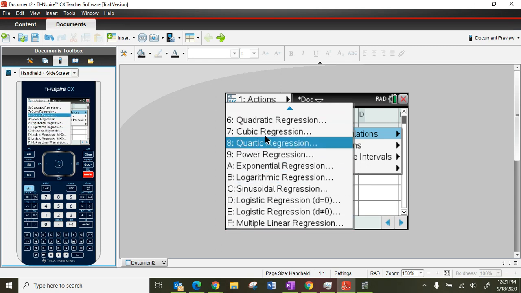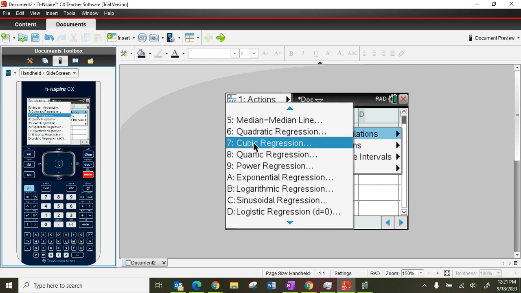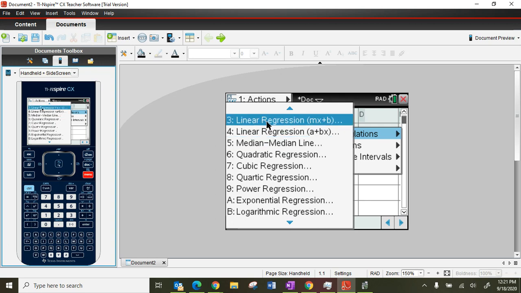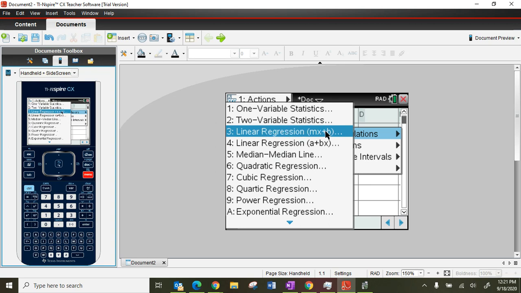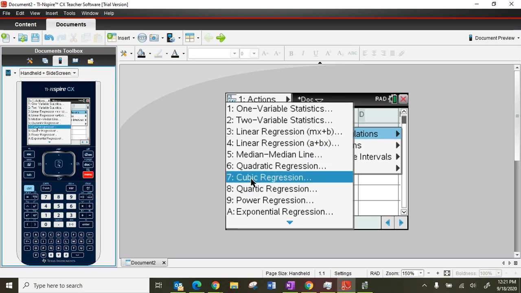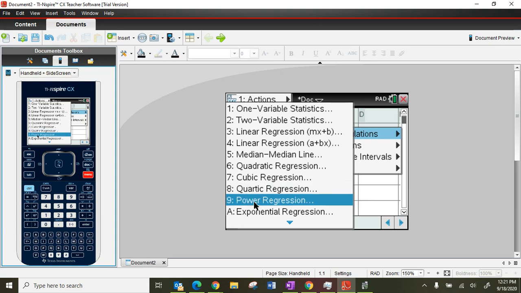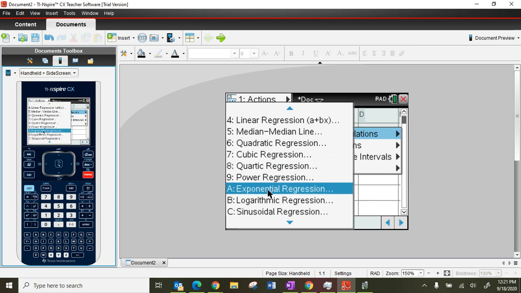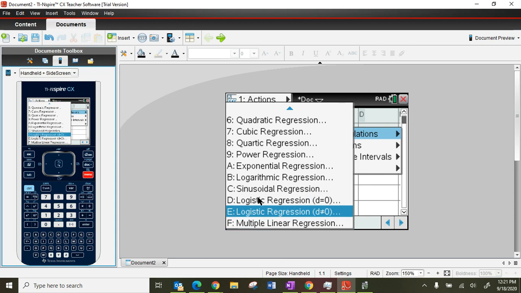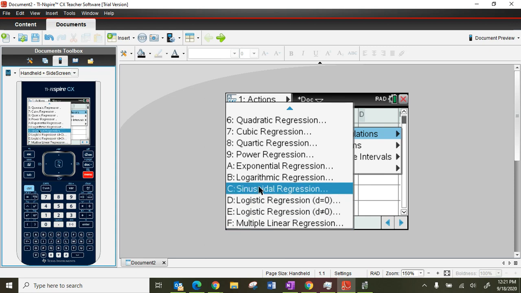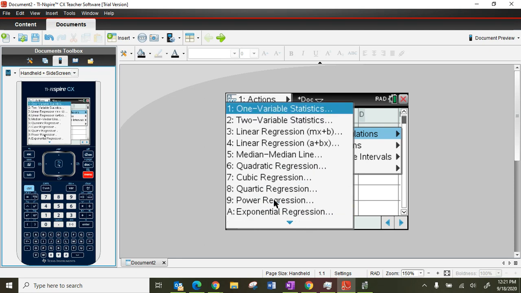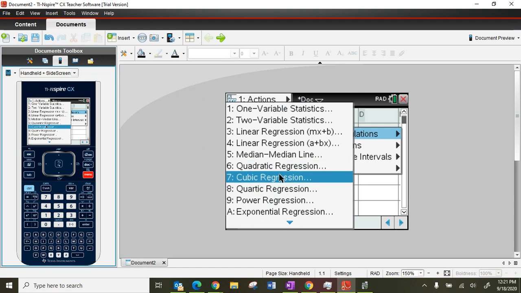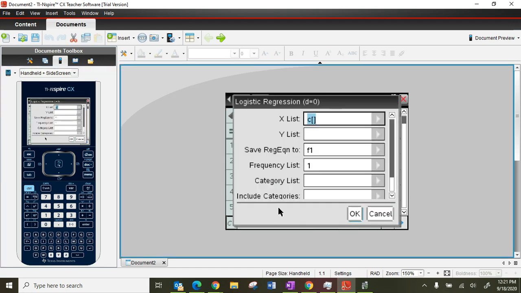So we have a quadratic regression, a cubic, a linear regression. Always use this one, the mx plus b. Sometimes they give you varieties on there. We're going to use this one, number 3. And then the cubic regression, quartic, that's degree 4. The power regression, we're going to talk about exponential, log regression, sinusoidal regression. The sinusoidal means it's like sine and cosine. There are 2 of them for logistics. We're going to use the D one, and that's pretty much all we're going to use. So we're going to go back here and use the D regression.